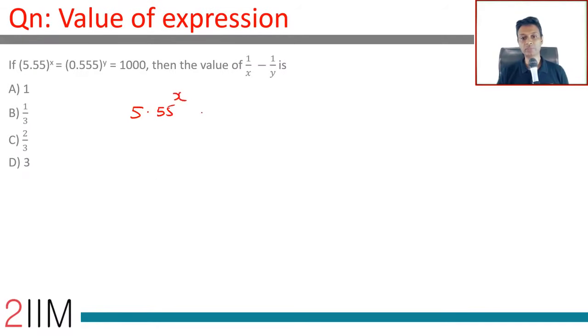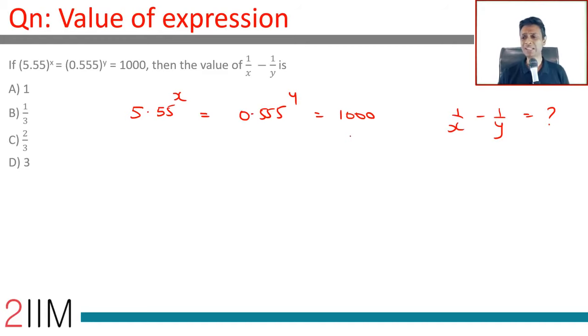5.55 to the power x equals 0.555 to the power of y equals 1000. It's an absolutely wonderful question. From exponents and logarithms, 1 by x minus 1 by y. What is this? Fine. I tried and struggled and struggled in this exam and didn't get it right. It took me a long time and I didn't get it and I got lost. I should have probably been better at handling this.